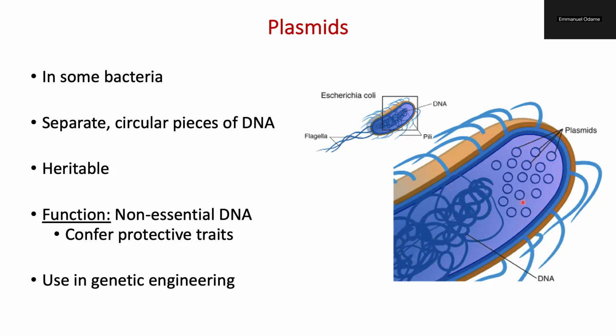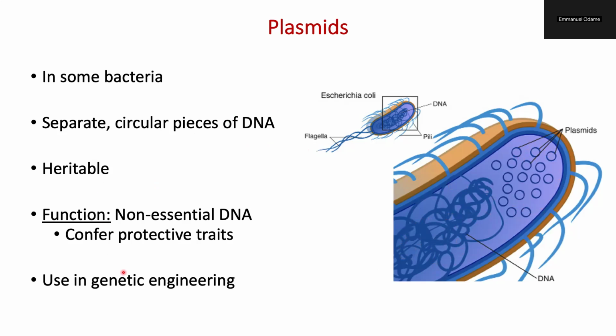This circular DNA, which is the plasmid, is separate and is seen as circular pieces, and it's heritable. It's non-essential DNA, but basically it helps in protecting the bacteria against extra dangers that it might encounter.